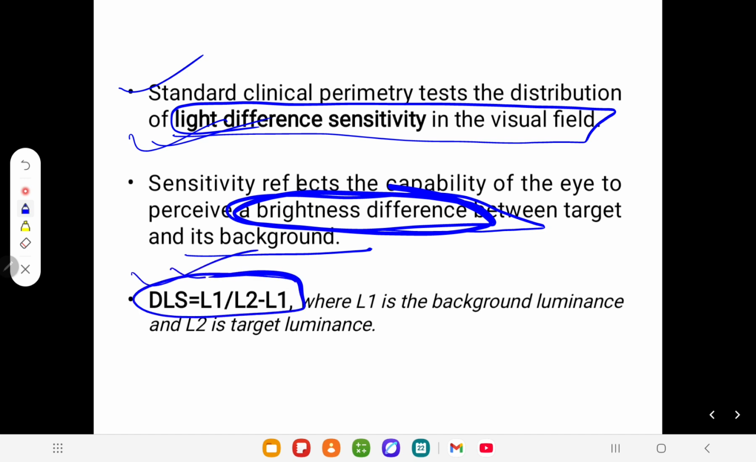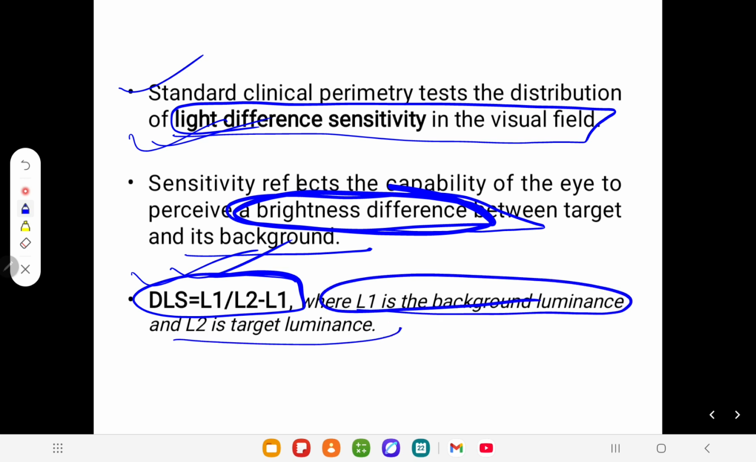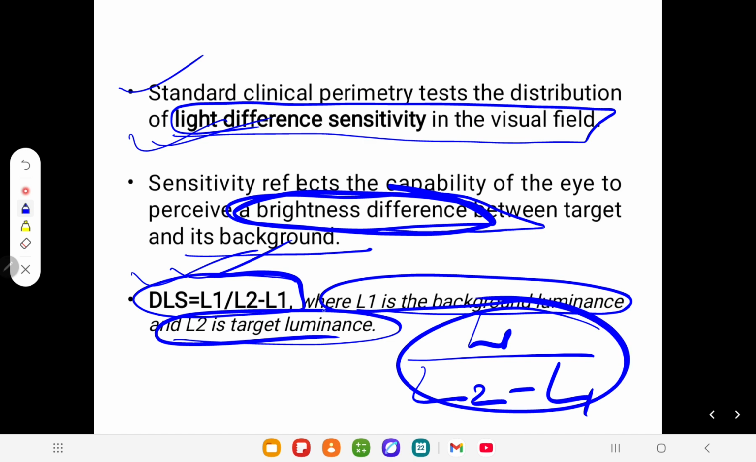This formula always comes. Okay, L1 divided by L2 minus L1. L1 is the background luminance. L2 is the target luminance. That's why the background luminance is above, and below is the target luminance minus the background luminance. That's the differential light sensitivity. That's very important. It's the very principle of perimetry, no matter what perimetry, but it's important.